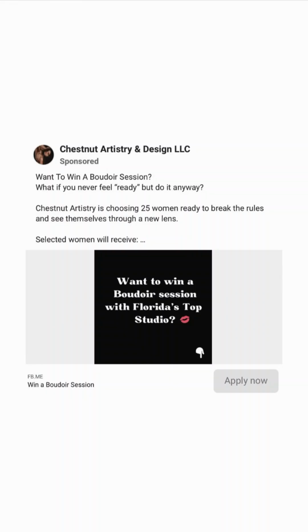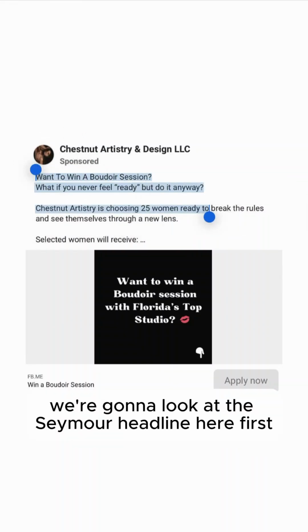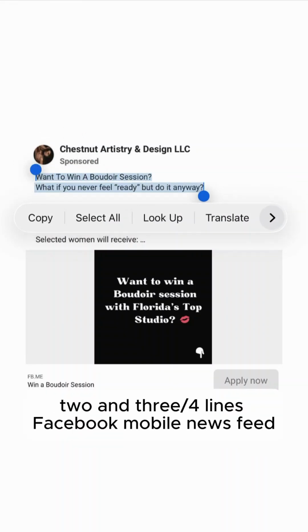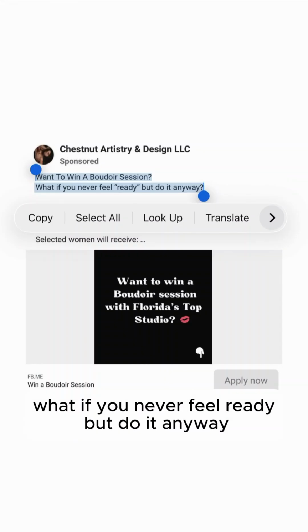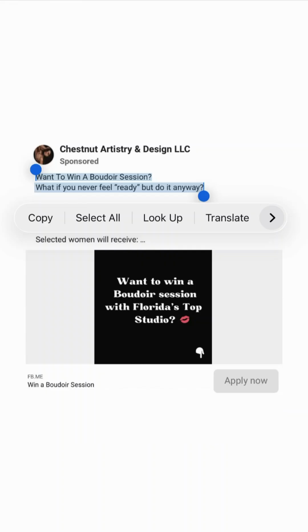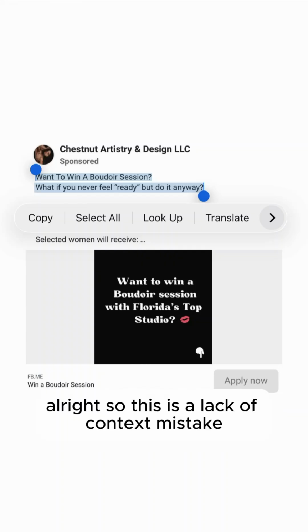Finally, we're going to look at the See More headline here. First 2 3/4 lines, Facebook mobile newsfeed. We're only using 2 lines here. 120 Boudoir session. What if you never feel ready, but do it anyway? All right, so this is the lack of context mistake.